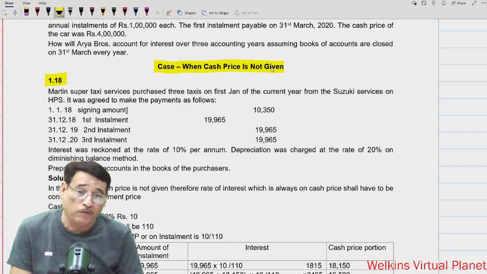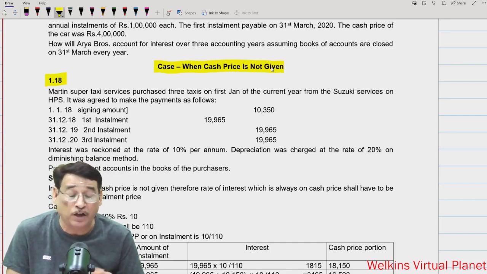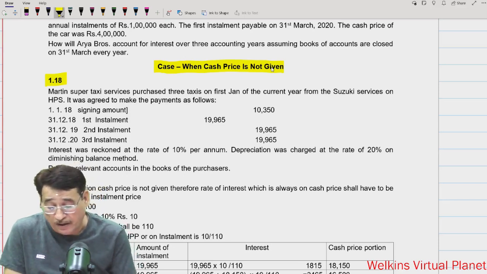In this method, we will see that cash price is not given. So when cash price is not given, and you know that without finding cash price, we cannot do the costing. We cannot do the entire accounting, because cost price is of paramount importance, correct?